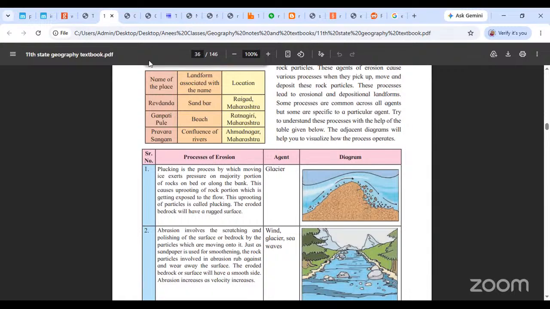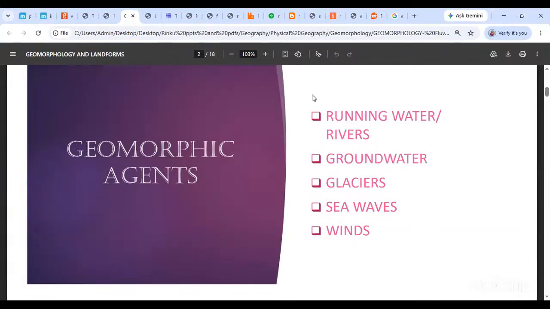Okay. Agents of erosion and deposition. Okay, we are just looking at those. We are looking at 5 of these agents. This is them. Okay, running water and rivers, groundwater, glaciers, sea waves and winds. Okay, ऐसे 5 agents के बारे में बात कर रहे हैं हम लोग.